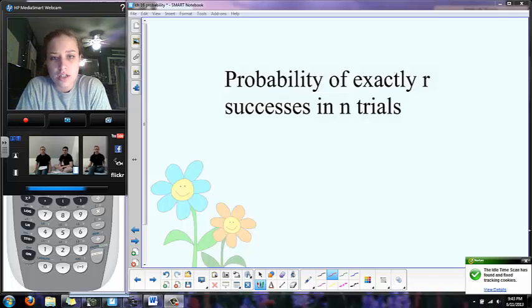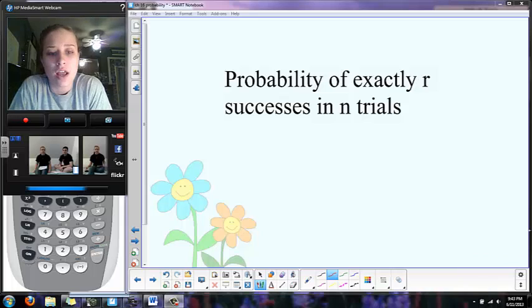All right, John, so we're going to continue on and move on to the next section of probability, which is the probability of exactly R successes in N trials. These are the kind of questions that you're going to encounter the most on the test. These are the kind of questions that people more often associate with the probability chapter. And a lot of times people look at it and say, I have no idea how to do that.